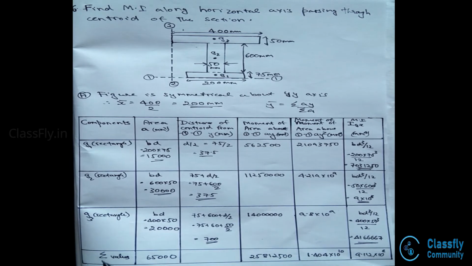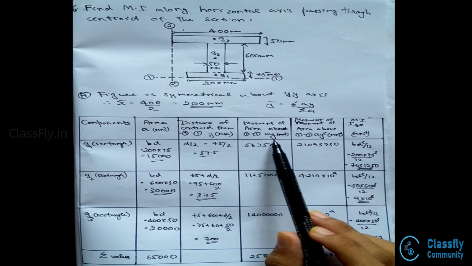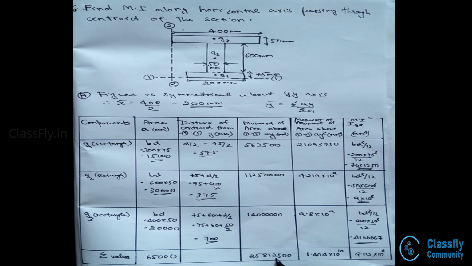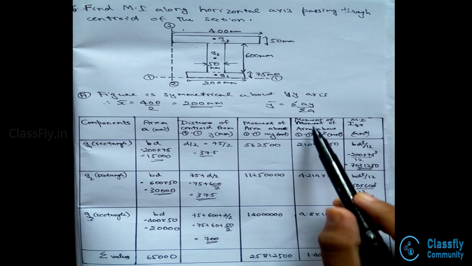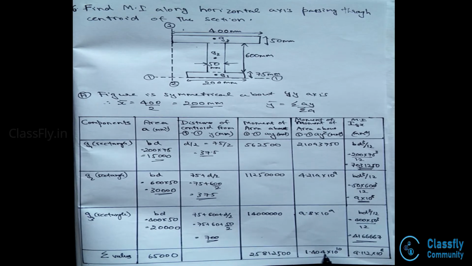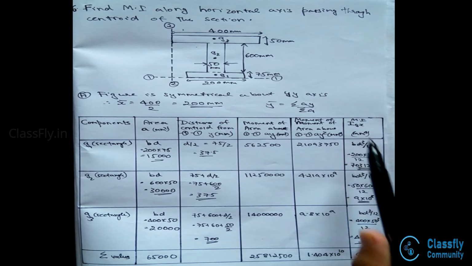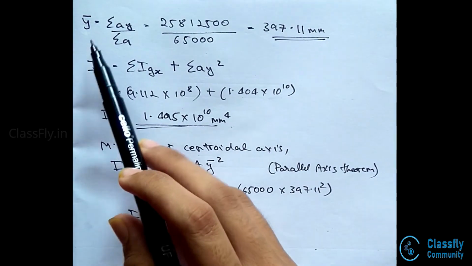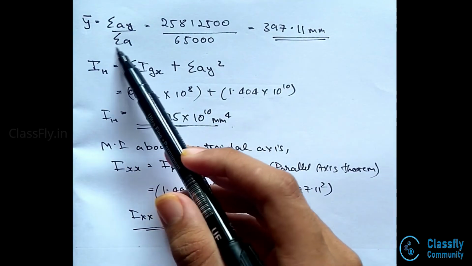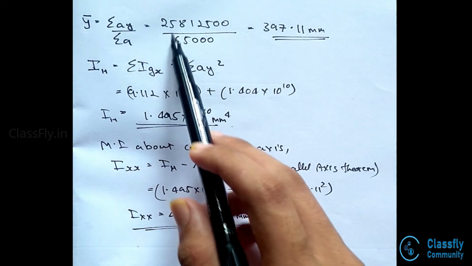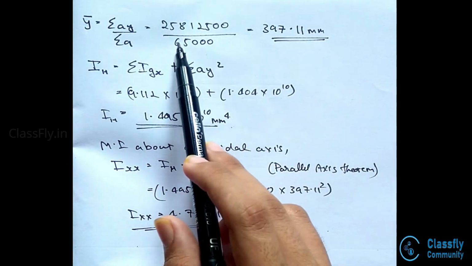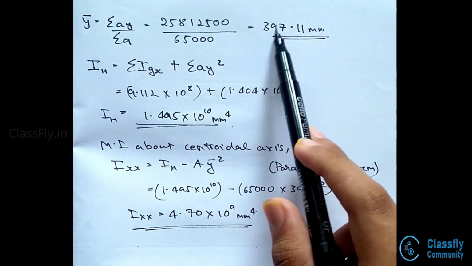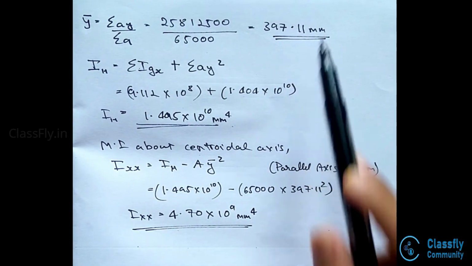Now, summing up all the values, we have summation A to be 15,000 plus 30,000 plus 20,000, which will be 65,000. Similarly, summation ay will be 25812500. Summation ay square will be 1.404 into 10 to the power 10, and summation Igx will be 9.112 into 10 to the power 8. Hence, now y bar is given by the formula summation ay divided by summation A. Hence, this will be 25812500 divided by 65,000, which means y bar will be 397.11 millimeters.